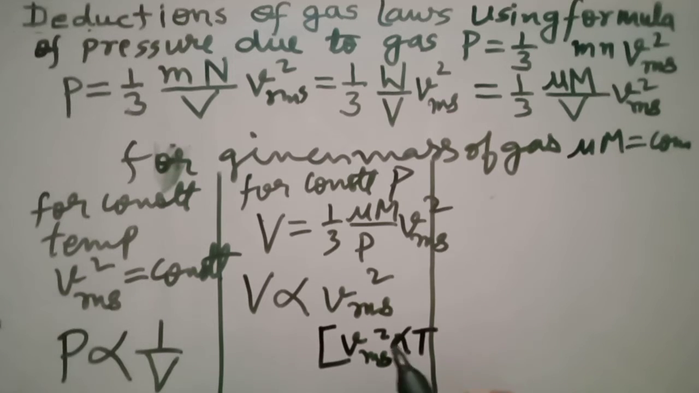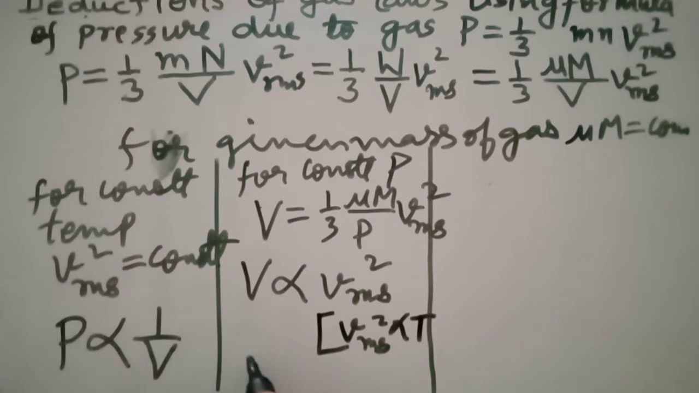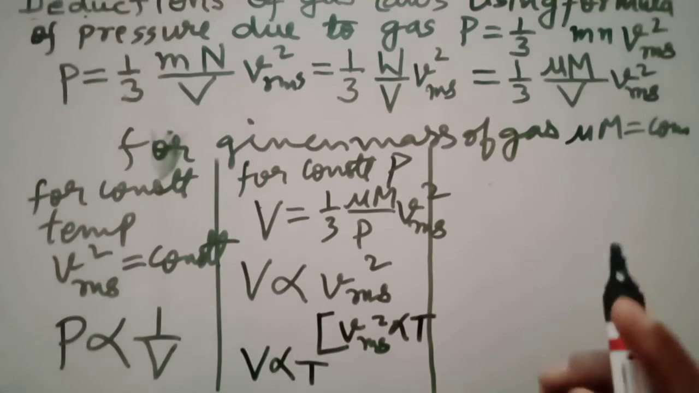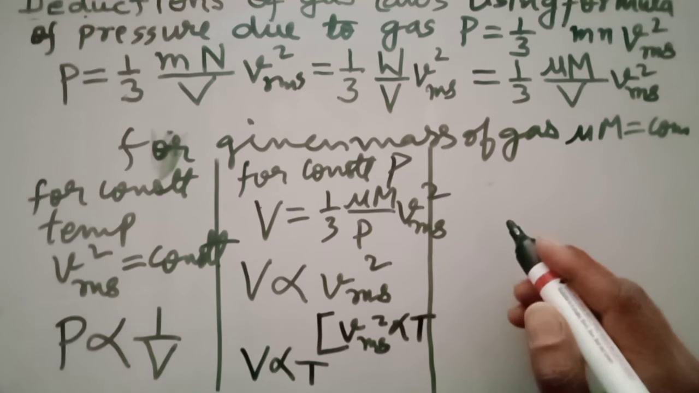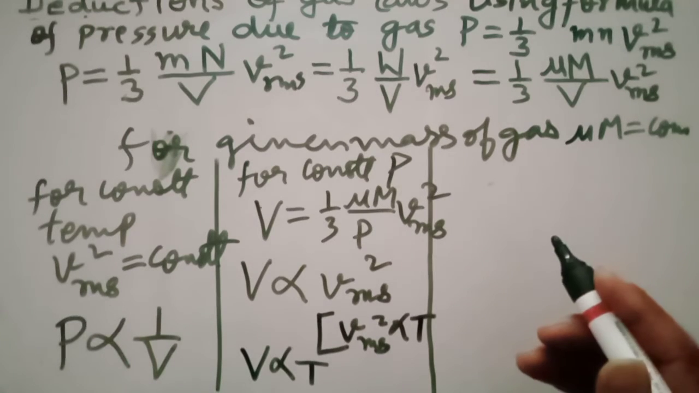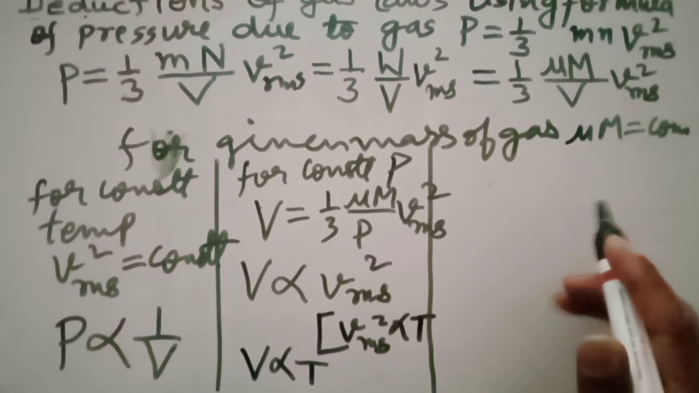And this concludes, why so? Because this is also proportional to kinetic energy and this is also proportional to kinetic energy. And that is why we can conclude that V is directly proportional to T, which is Charles' law. And then there is the pressure law, sometimes also called Gay-Lussac law, but Gay-Lussac has given some other law also of partial pressure, so that is why I am not naming it.